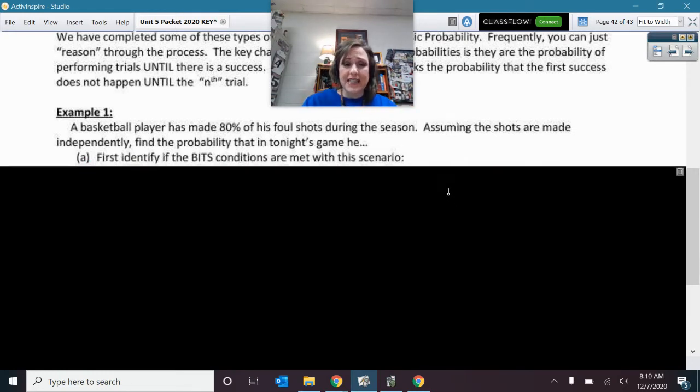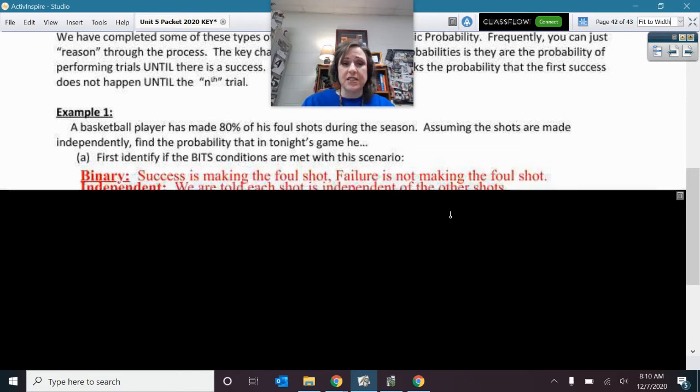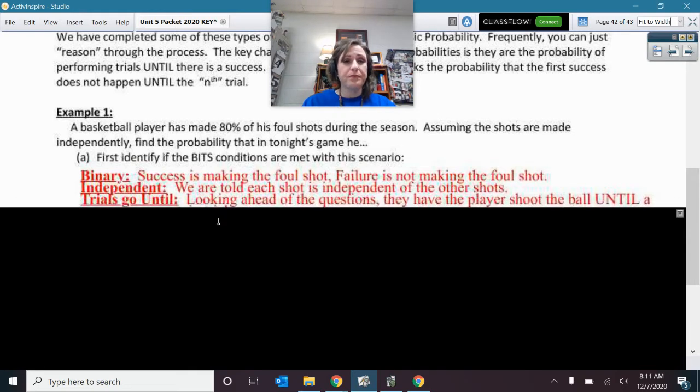So here comes identifying the bits that we have. Of course, that binary is you make the shot or you do not make the shot. Failure, success is making it. Failure is not making it. Independent, we are told that he does not get emotionally involved or whatever happens is not affecting his other results. So we are told each shot is independent of the other shots.